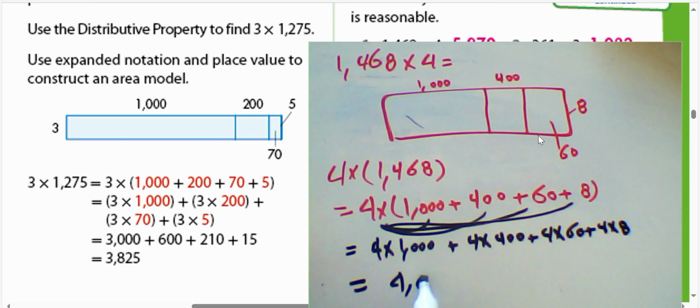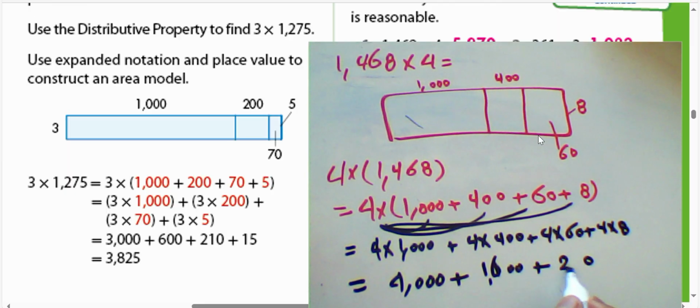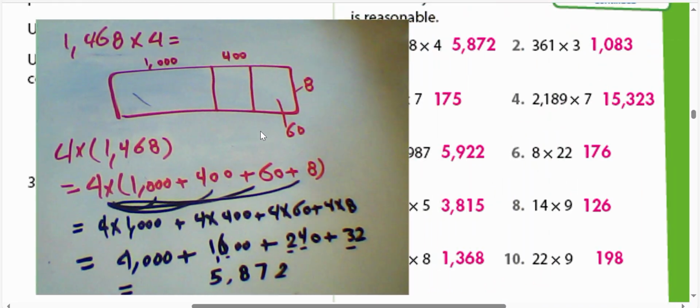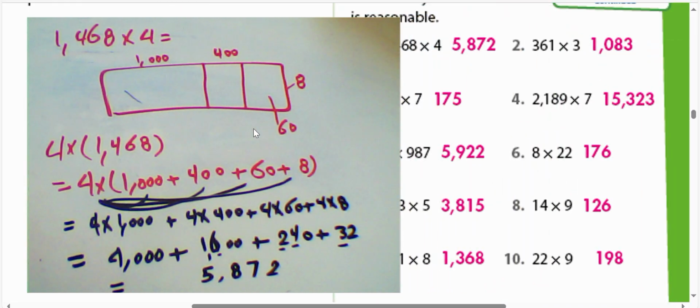4 times 1000 will be 4000. 4 times 400, 1600. 4 times 60 we can write 0, and 4 times 6 24. 4 times 8 equals 32. And then we can add together 2 plus 0 plus 0 equal 2, 3 plus 4 is 7, 7 plus 0 is 7, 2 plus 6 equal 8, 1 plus 4 equal 5. Then the answer will be 5872. Understood?